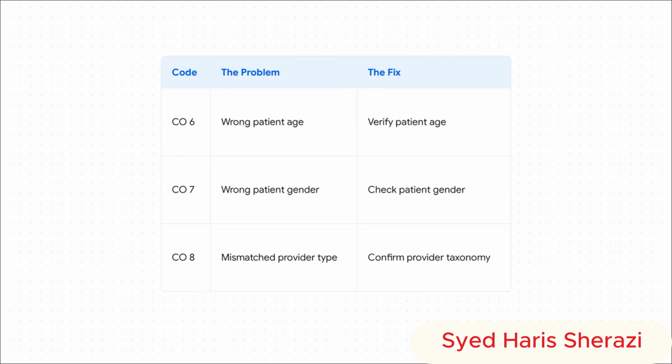You know, these next few codes really hammer home how much the basic details matter. A CO6 or a CO7 pops up when there's a clash between the patient's demographics and the service you billed for, like, say, billing for a childhood vaccine for an 80-year-old. CO8 is the same idea, but it's about the provider. You wouldn't have a dermatologist billing for heart surgery, right? The big lesson is that the who, what, and where of your claim have to line up perfectly.